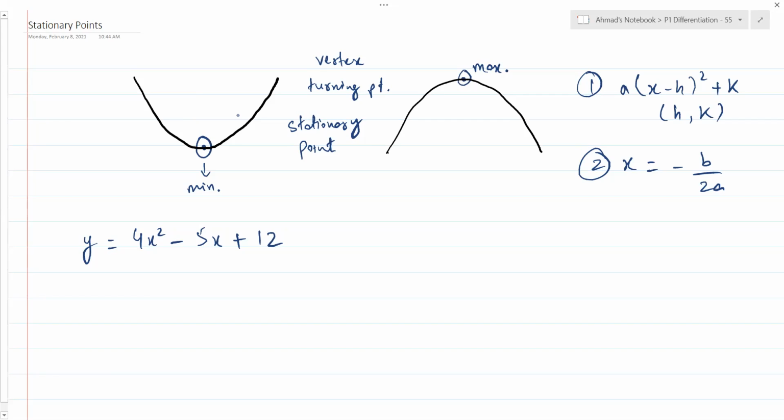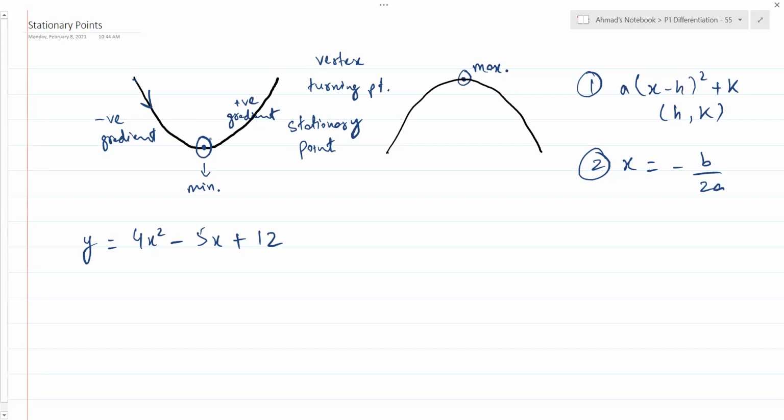Now, why is this called a stationary point? Think about the gradient of this curve. If you look at the left side, the gradient of the curve is negative, right? We're going down on the left side of the turning point in this particular curve. So your gradient is negative on the left. What about the right side? On the right side, the gradient is positive because the curve is going up. As you move along the x-axis, your curve is going upwards. So it's a positive gradient on this side.